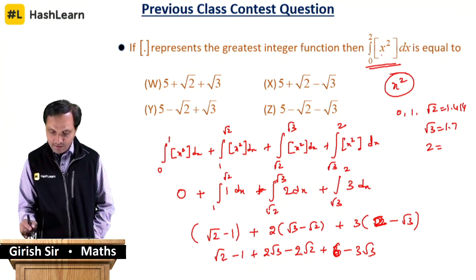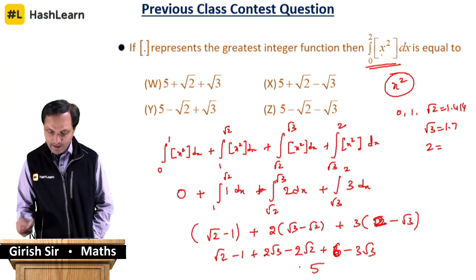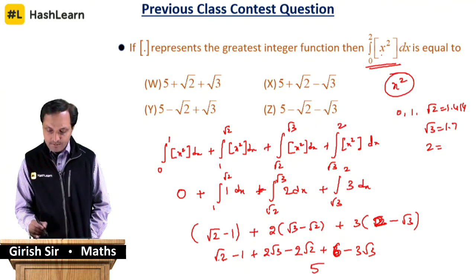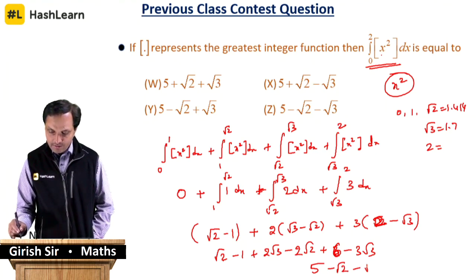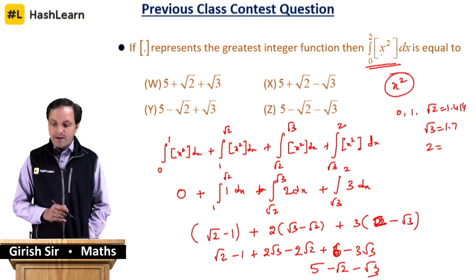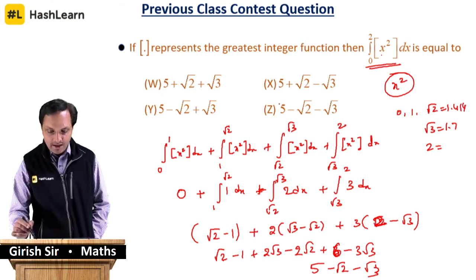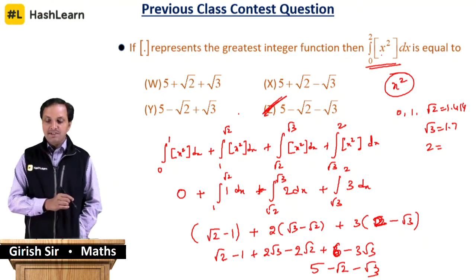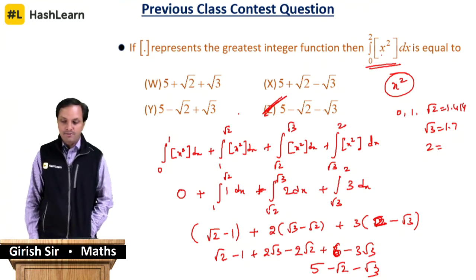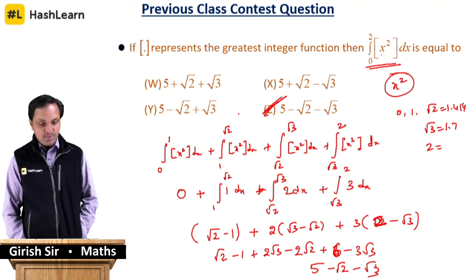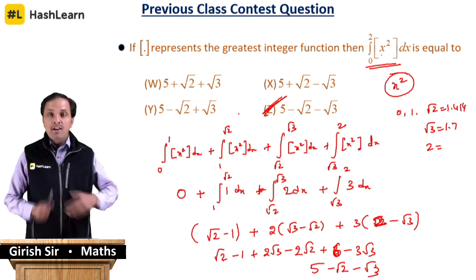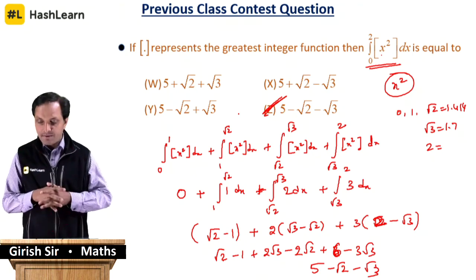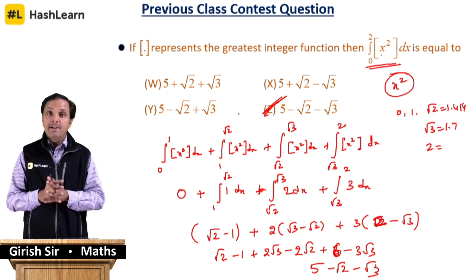So writing the constants first, 6 minus 1 is 5. Then the √2 terms give you minus √2, and minus √3. So where is 5 minus √2 minus √3? You have option Z where you have 5 minus √2 minus √3. So that is your answer. Option is Z.